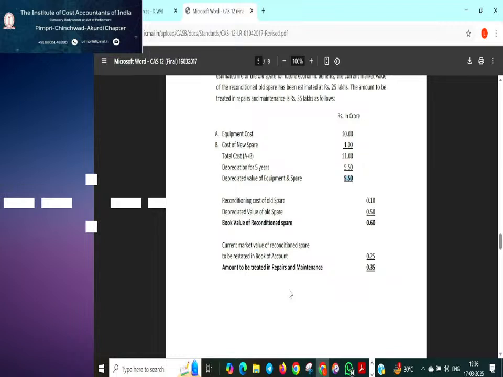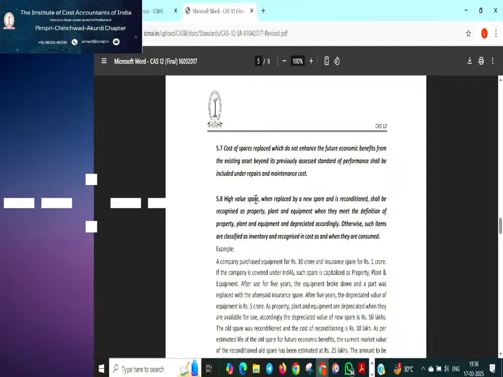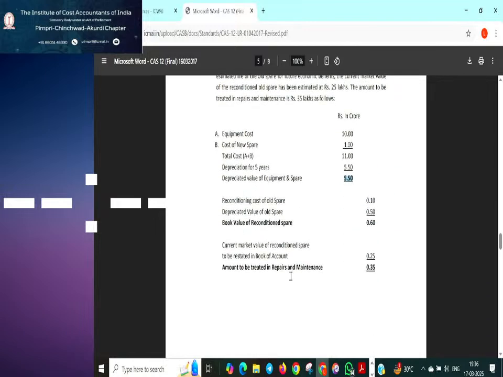So did you understand this problem? This is a conclusive and inclusive problem which takes into account a very important point for repairs and maintenance as per Cost Accounting Standard 12. This is in case of high cost spares, costly spares, high value spares. Got it? Any doubts in it?